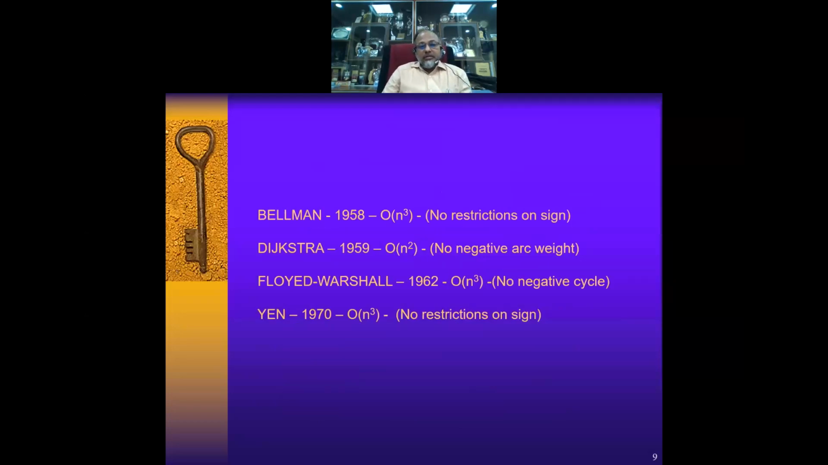Therefore, Bellman gave an algorithm in 1958 itself, but he considered that all the weights of the edges should be positive or zero. The order of this algorithm is order of n power 3. I will explain about the order and the complexity in the next slide. Okay. Then Dijkstra gave an algorithm. Here also negative arc weight is not allowed. The algorithm requires order of n square.